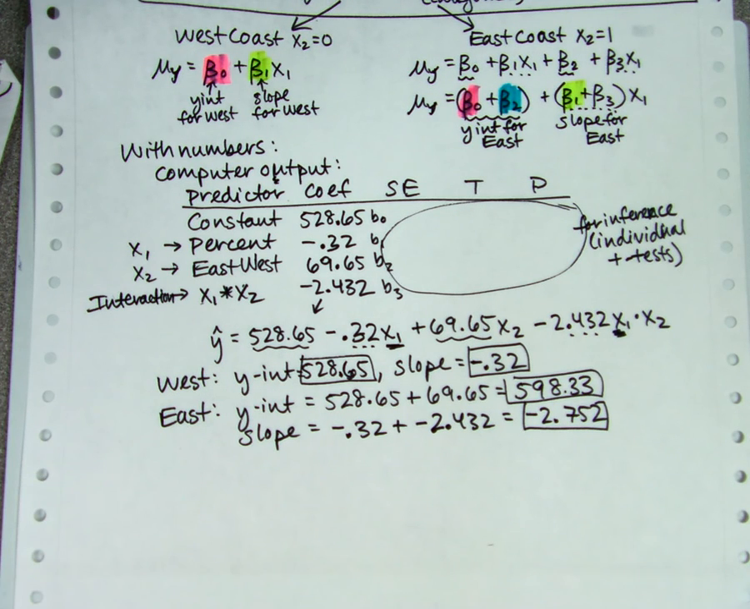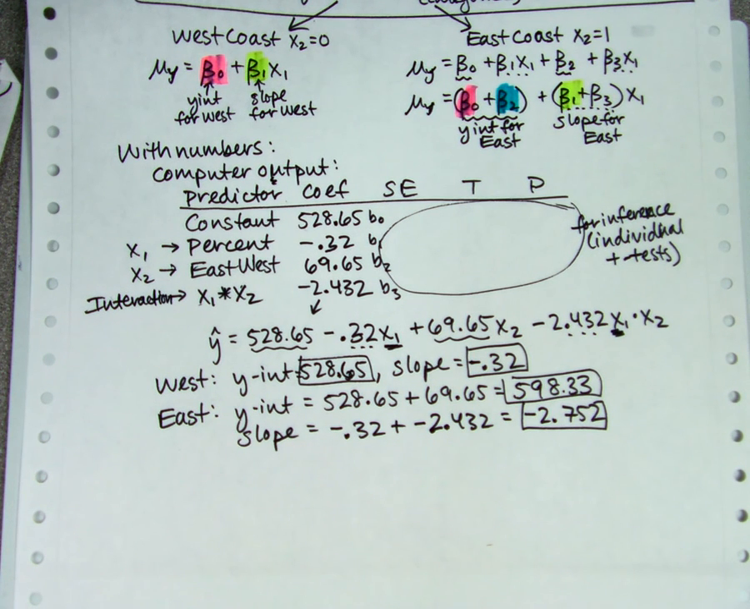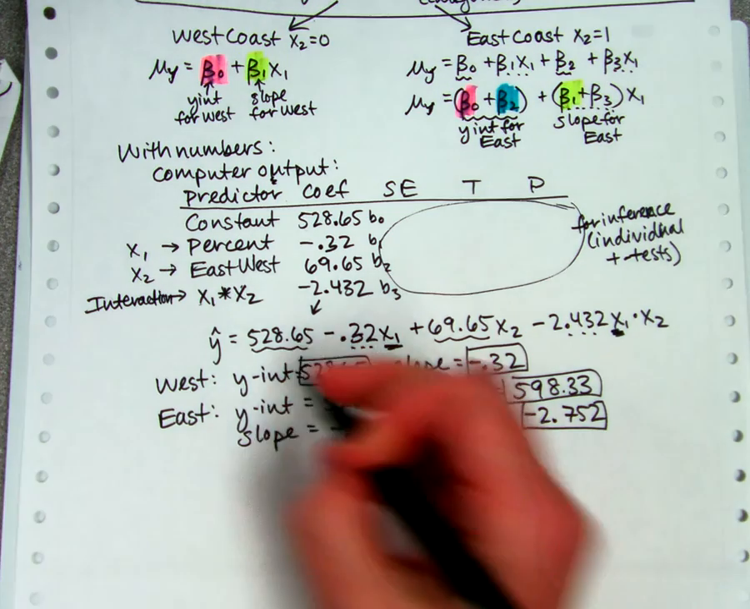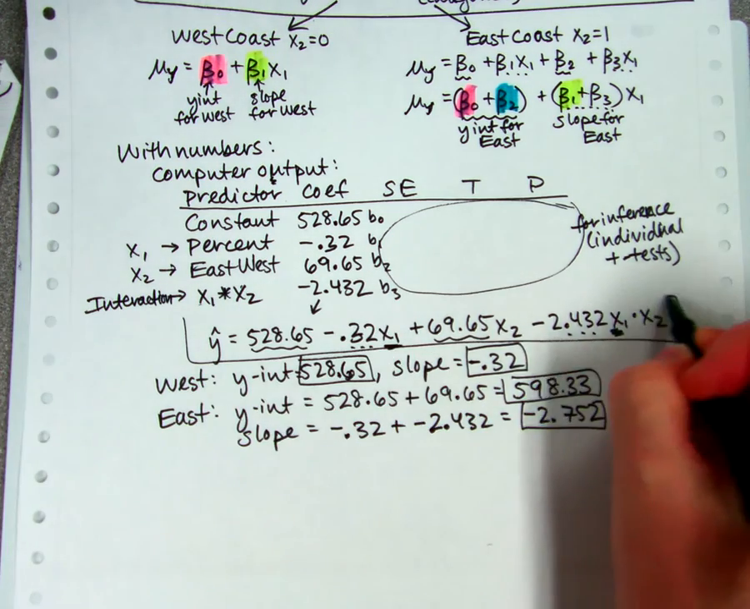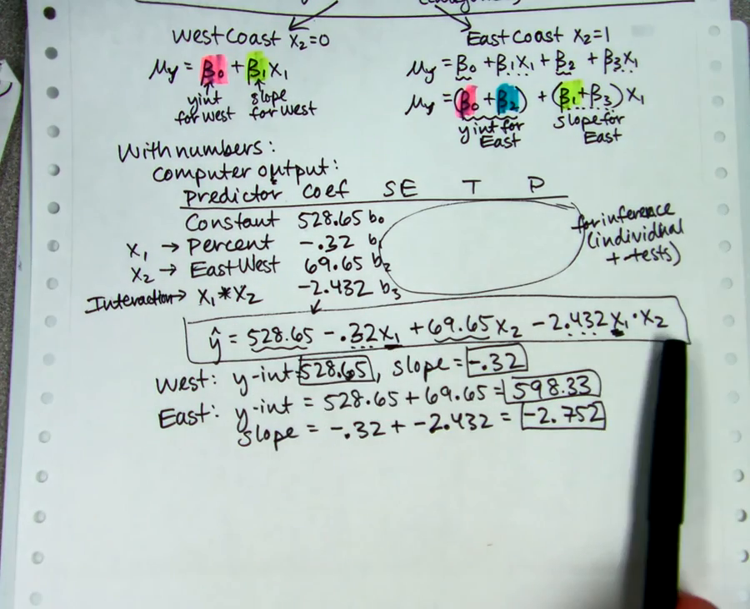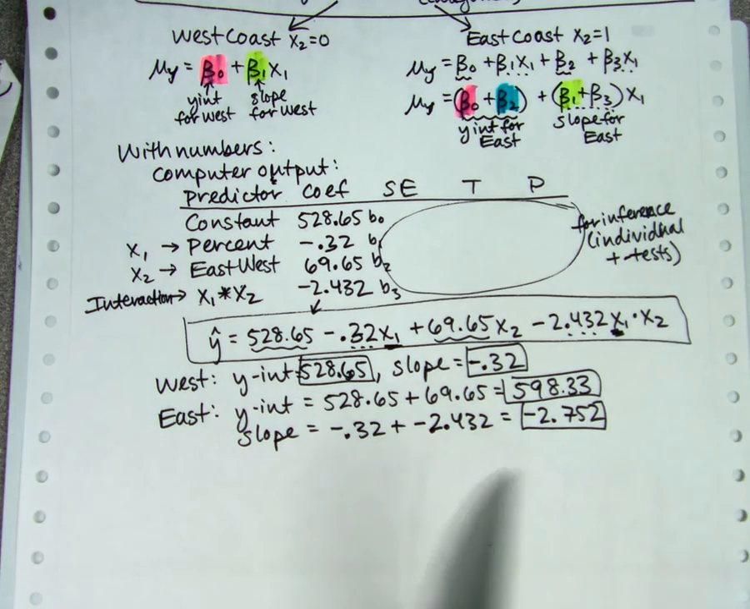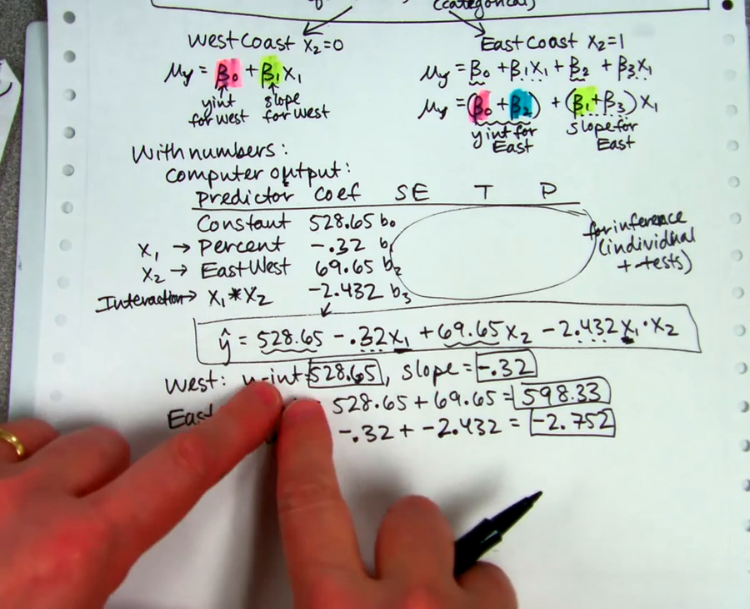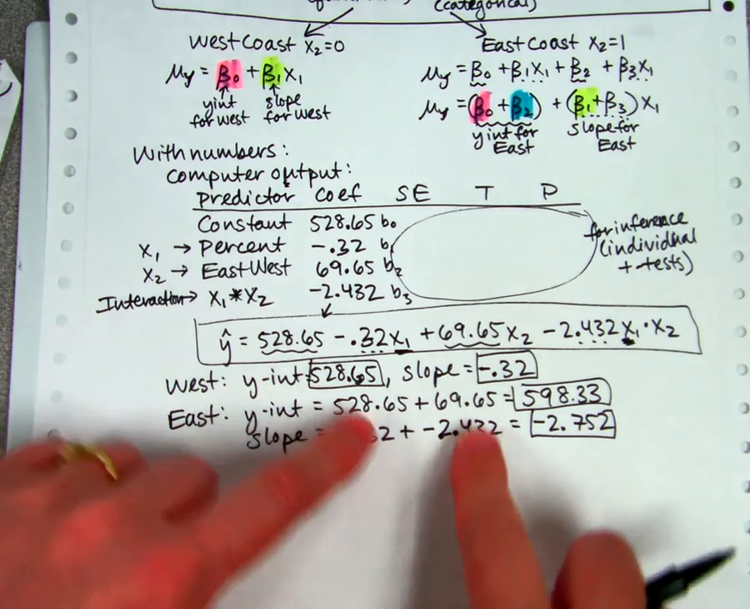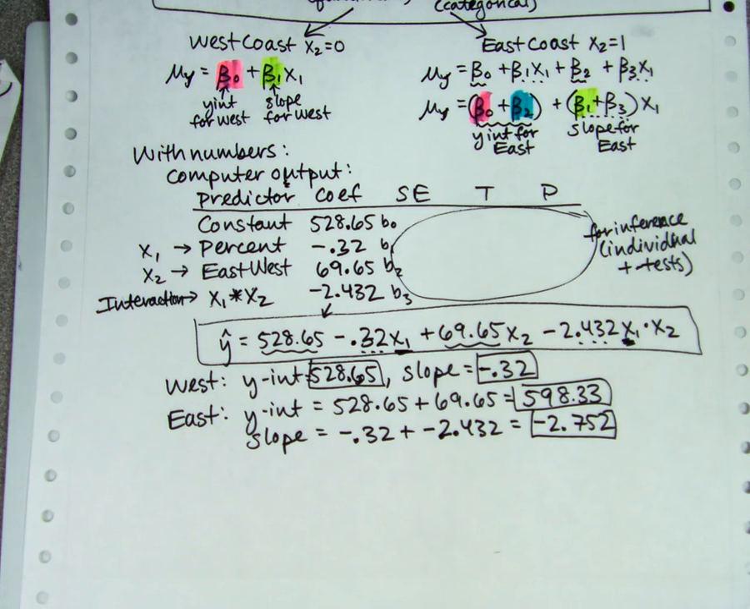You could use them to plug in numbers and predict the mean math score for a school based on which coast it's on and what its percent is of people taking the SAT. You could do all the same stuff with this that we've done before, but this is the equation. And the most important thing you need to know is how to get this equation from here and how to change it into two separate equations. So how to find the y-intercept for west and the y-intercept for east, and the slope for west and the slope for east. That's mainly what we're doing today.